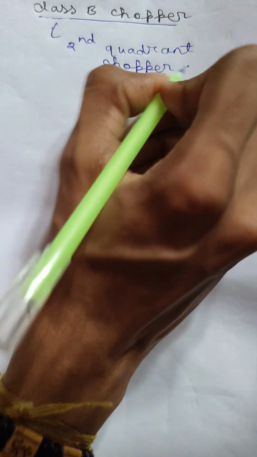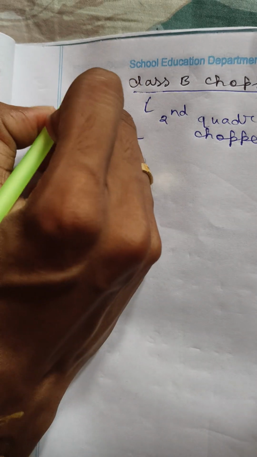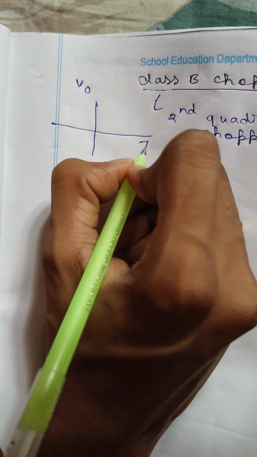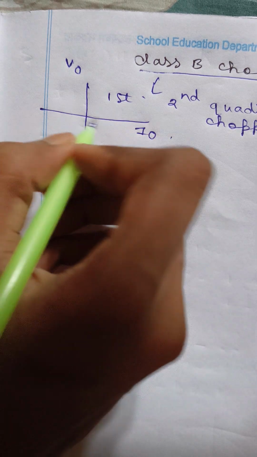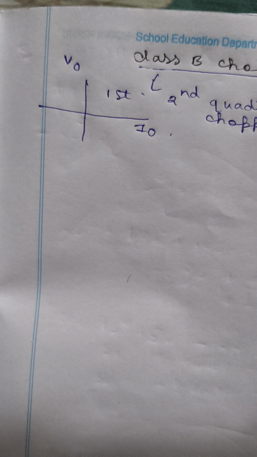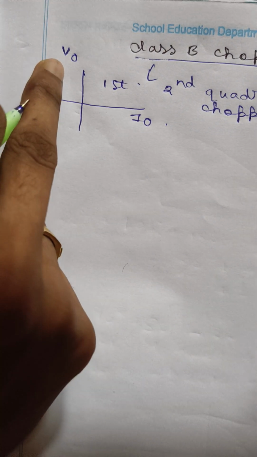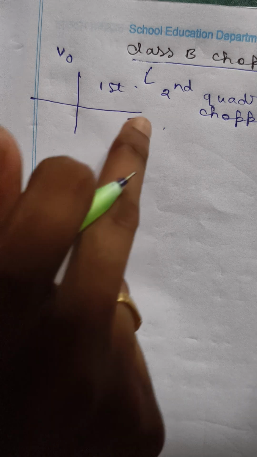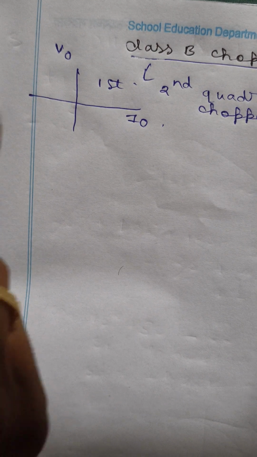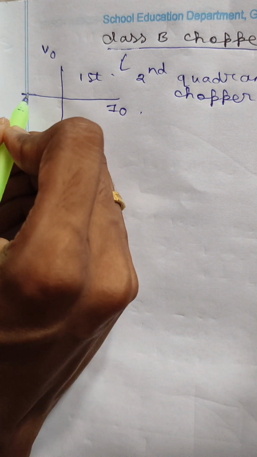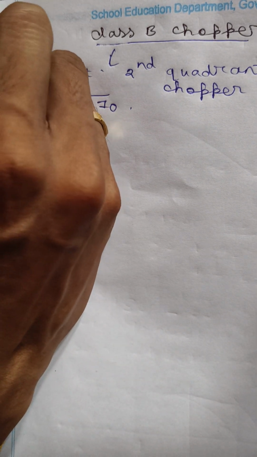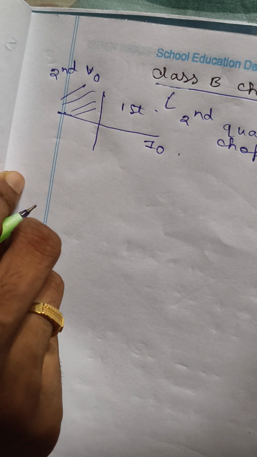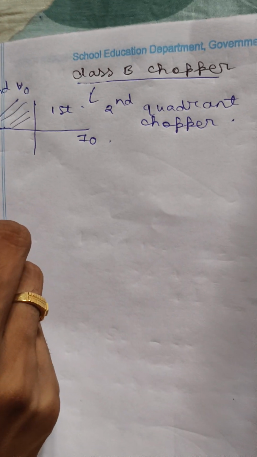Why is it called the second quadrant chopper? Because this was the representation graph, with the output voltage and the output current. This was the first quadrant. When we look into the operation of the class B chopper, we will see that output voltage is going to be positive, but output current is going to be negative. So current is negative in this direction, voltage is positive. So its operation lies in the second quadrant, so it is referred to as class B chopper.